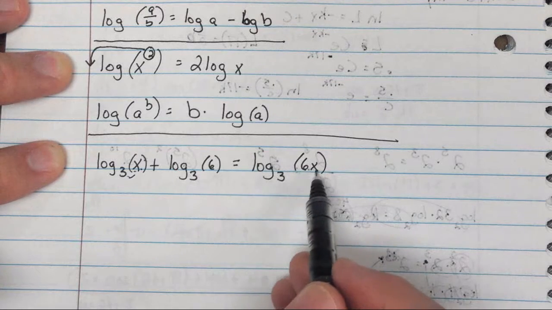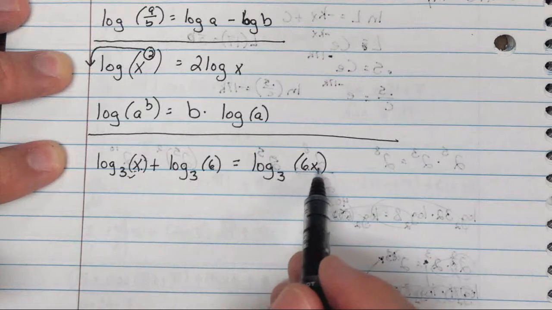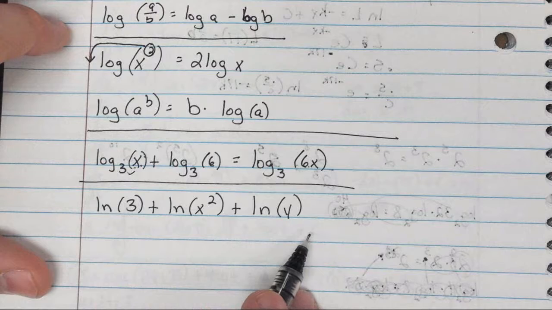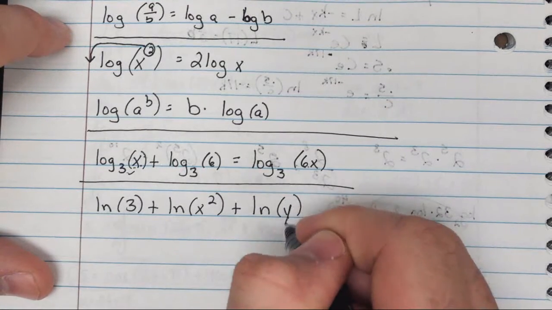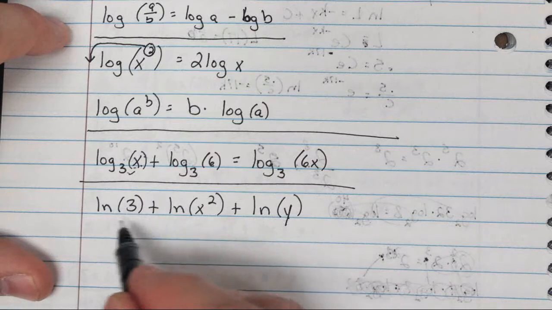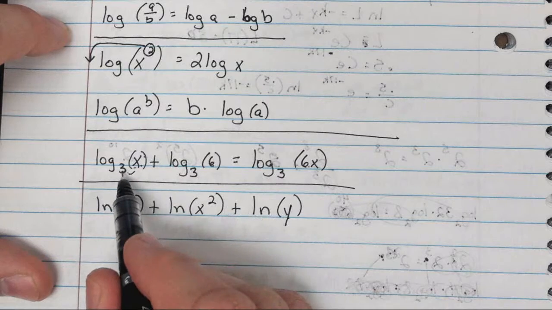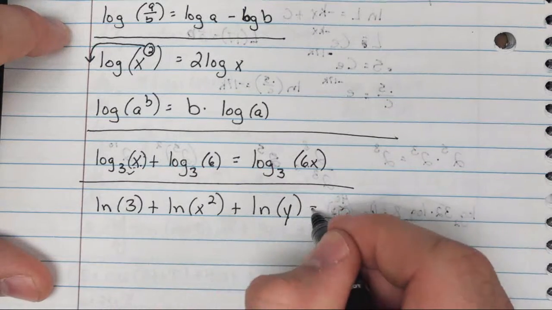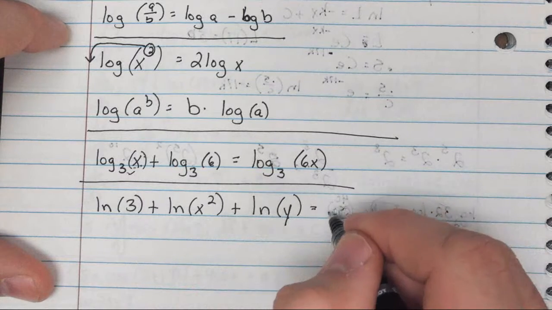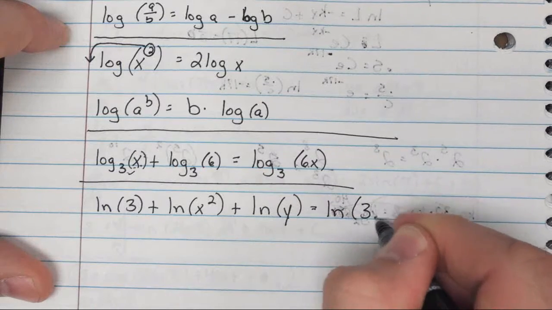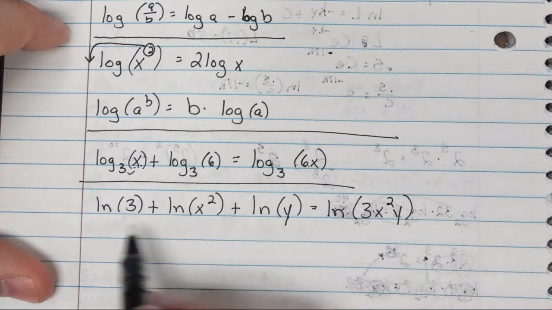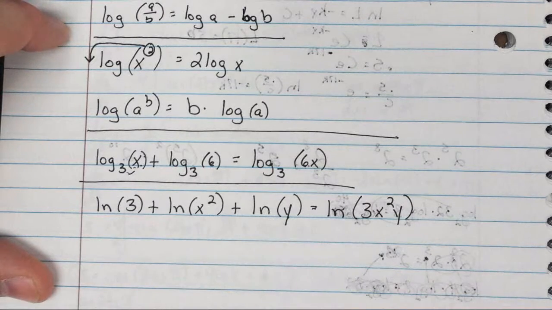So anytime you have the log of a product, you split it into the log of one plus the log of the other. The same thing applies if you have multiple logs being added. It doesn't have to just be 2. You have the natural log of 3 plus natural log of x squared plus natural log of y. And again, the bases don't matter, as long as they're all the same bases. The last one's log base 3. This is log base e. So natural log of 3, natural log of x squared, natural log of y, all of them are being added. So we can apply your product rule and call that the natural log of 3x squared y. Because again, the log of things being multiplied can be split into the addition of separate logarithms.